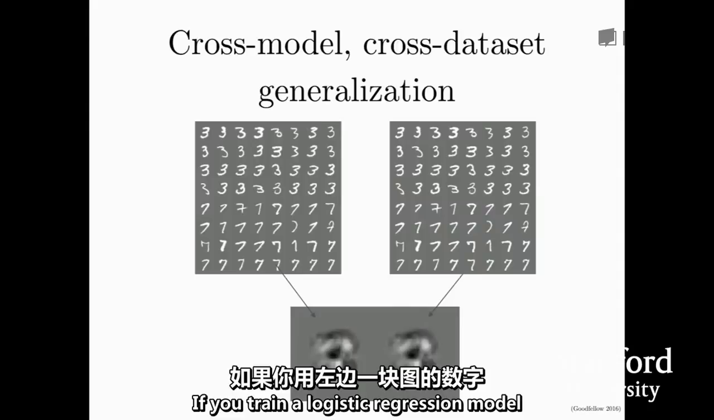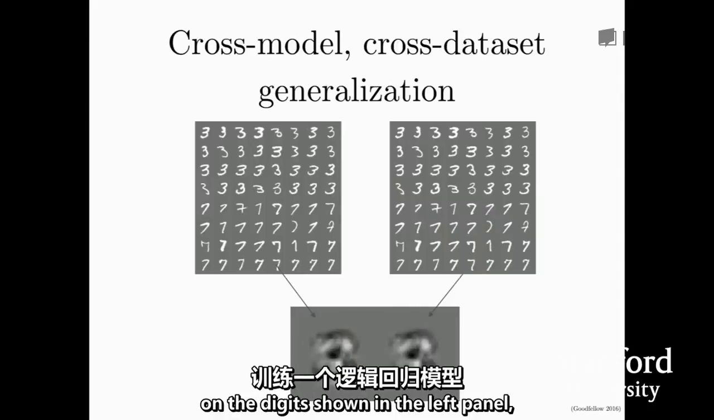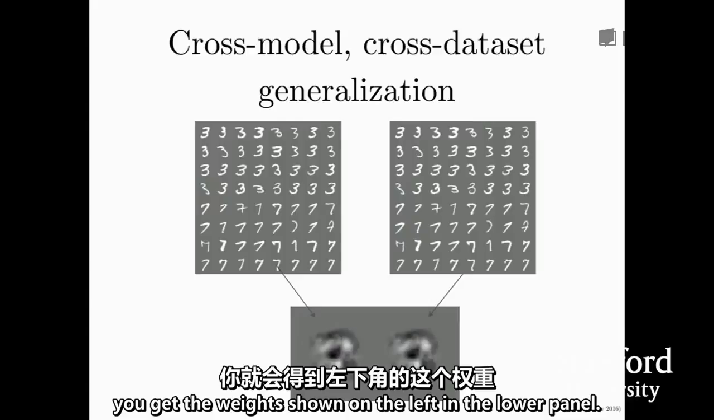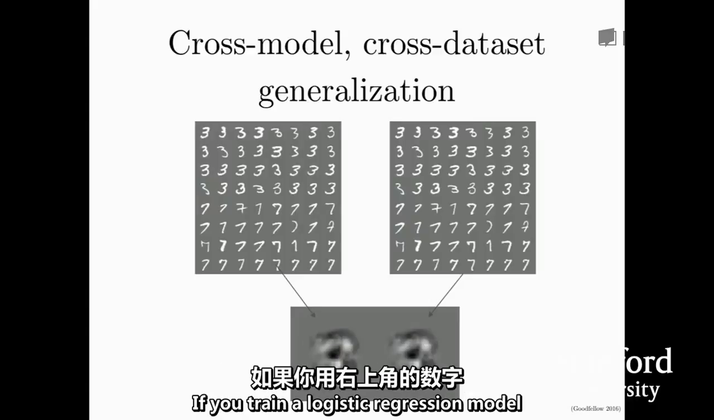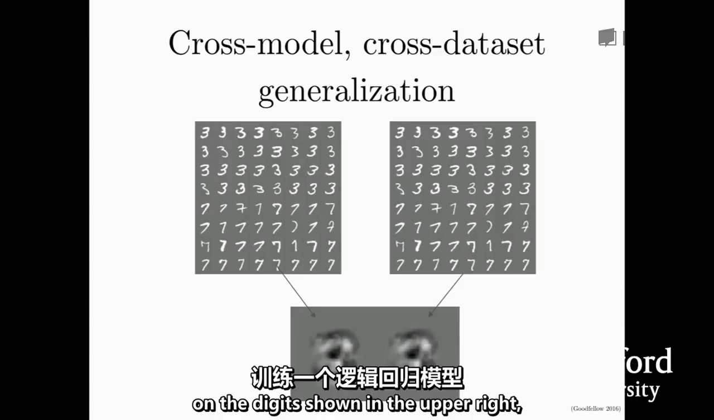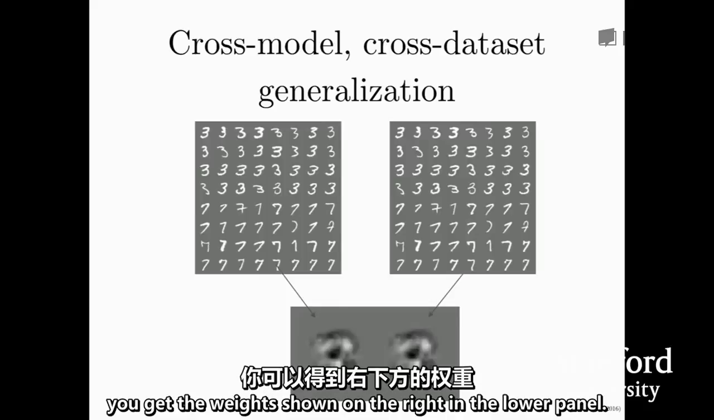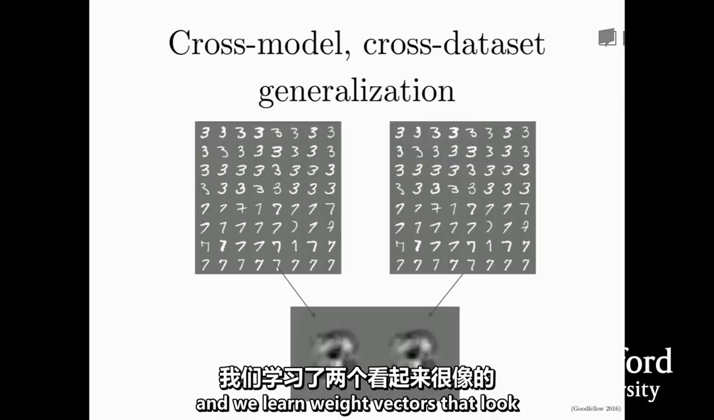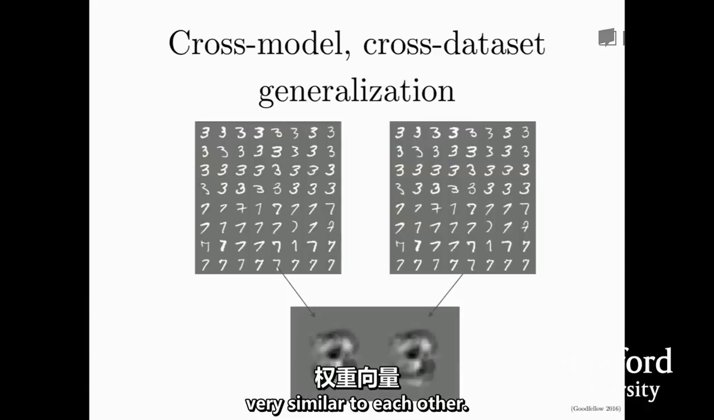If you train a logistic regression model on the digits shown in the left panel, you get the weights shown on the left in the lower panel. If you train a logistic regression model on the digits shown in the upper right, you get the weights shown on the right in the lower panel. So you've got 2 different training sets, and we learn weight vectors that look very similar to each other.